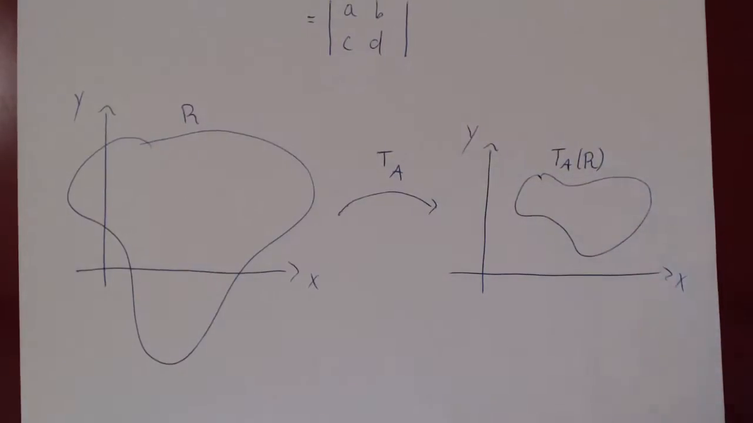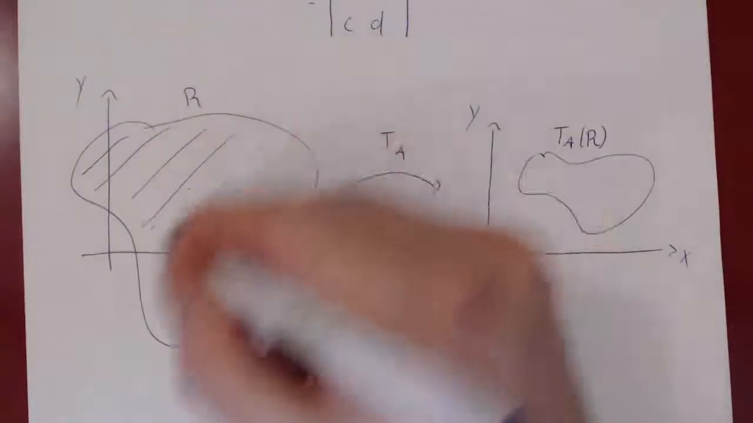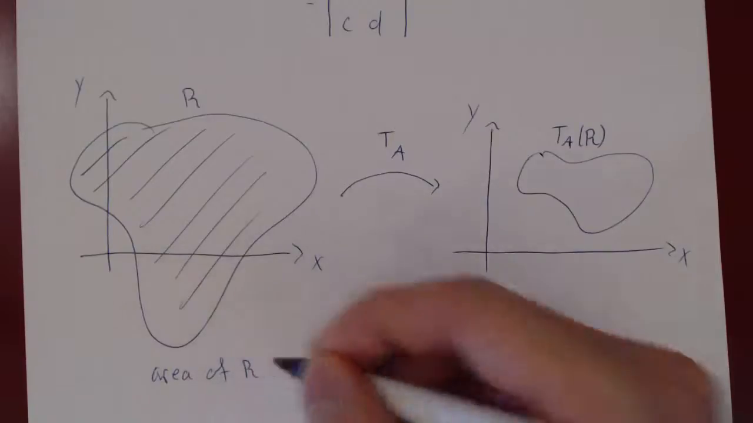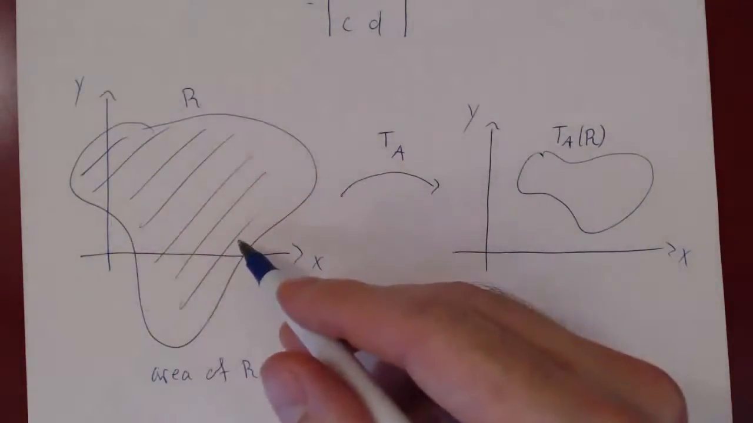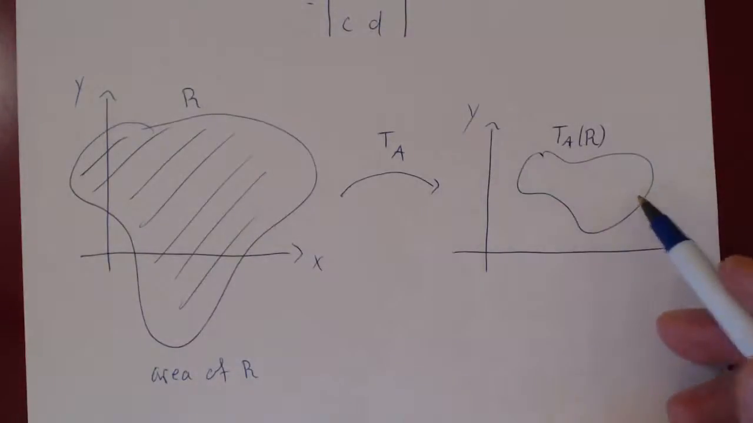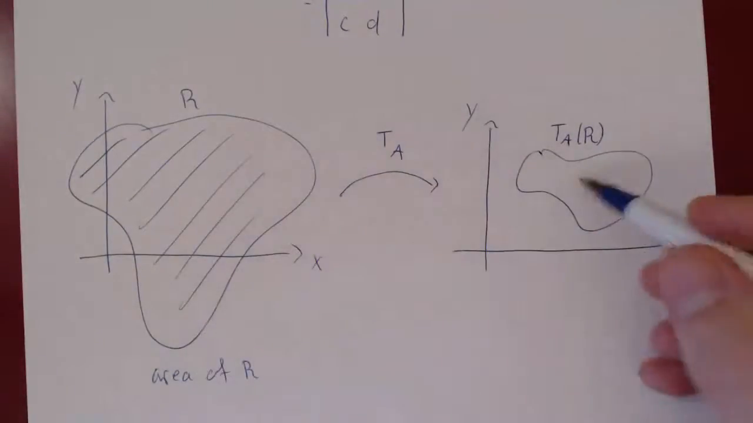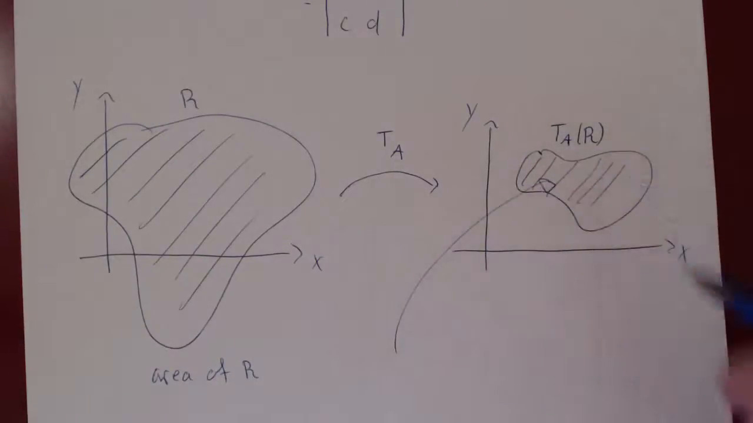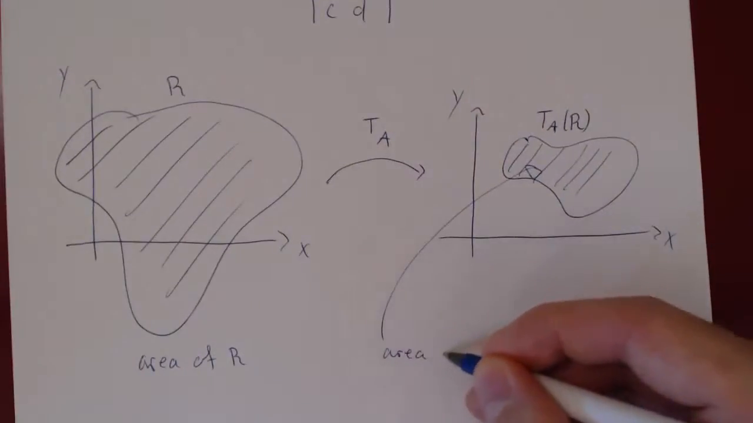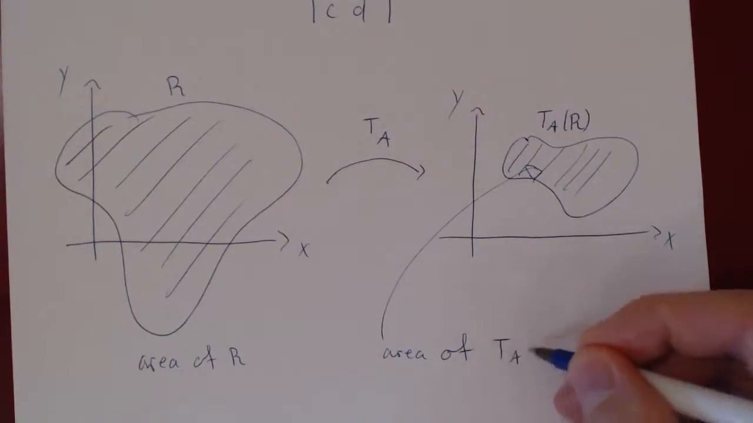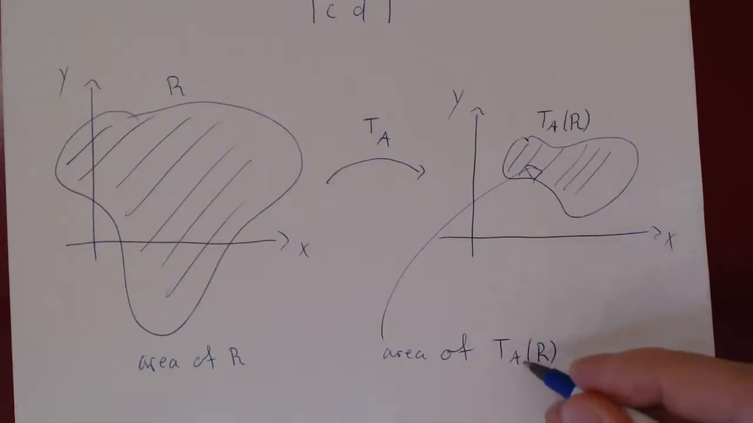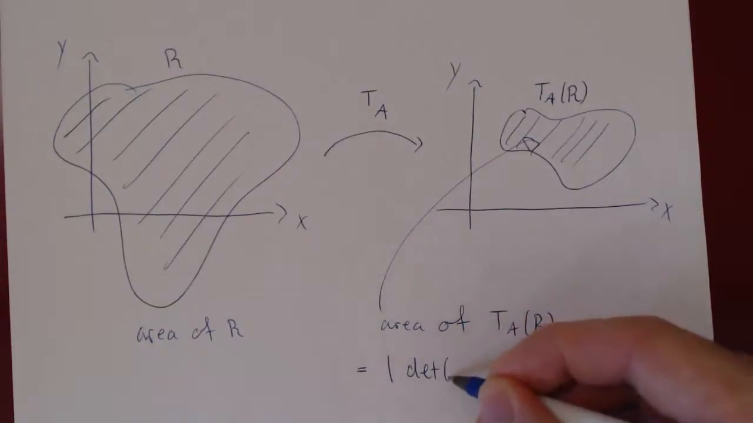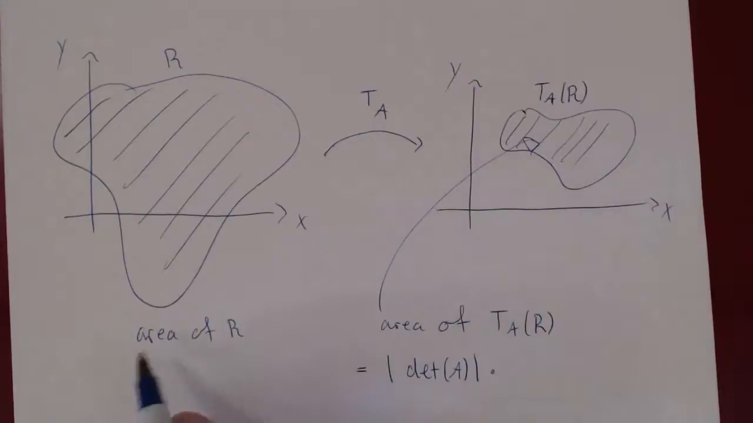And you might ask, well, okay, what if I know the area of R? And you multiply every point in this region by A, you have a new region. And you might ask, well, if I know the area of this region, what's the area of this region? And the answer is remarkably simple. The area of the image of R under multiplying every point by A is simply the absolute value of the determinant of A, times the area of the original region.